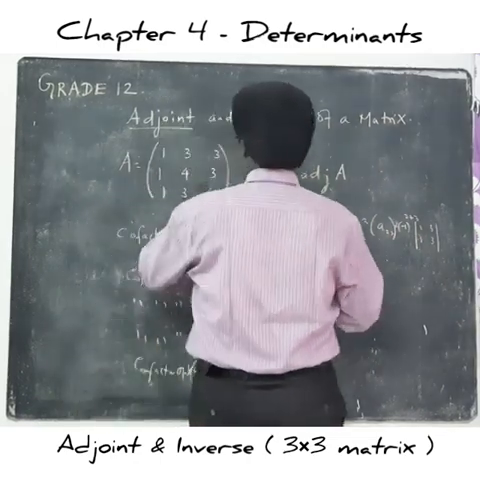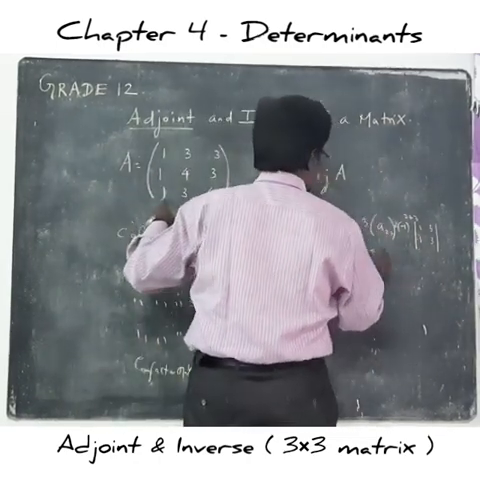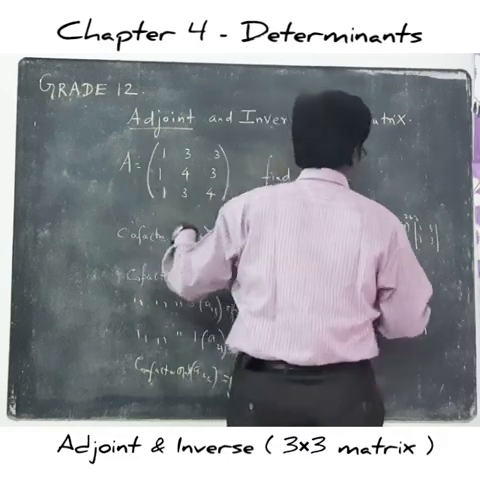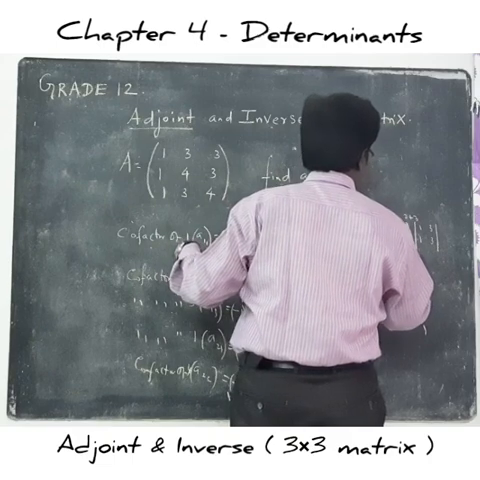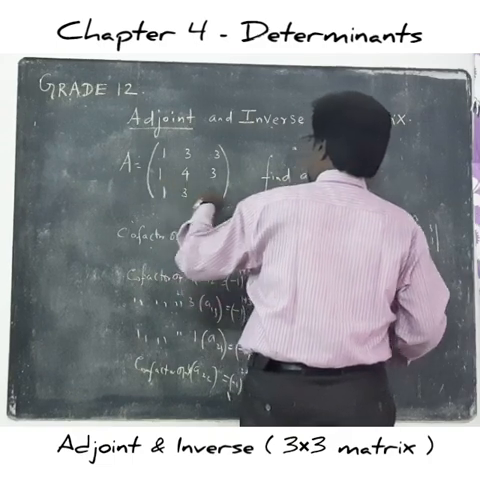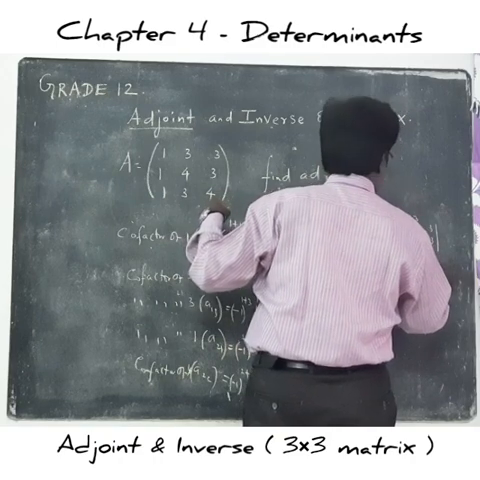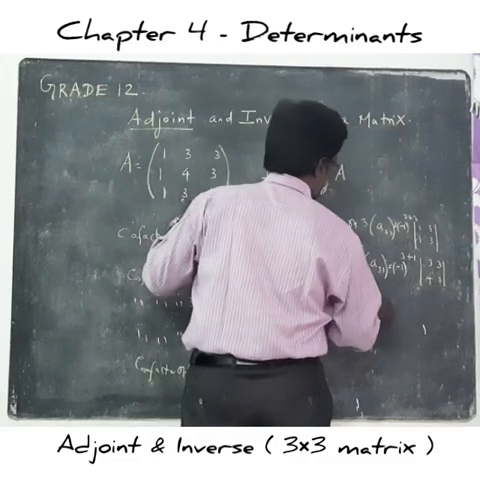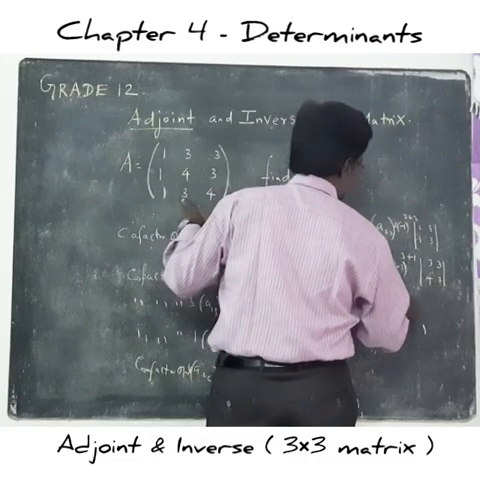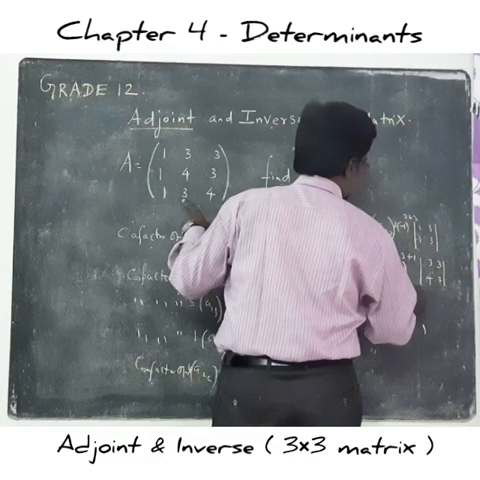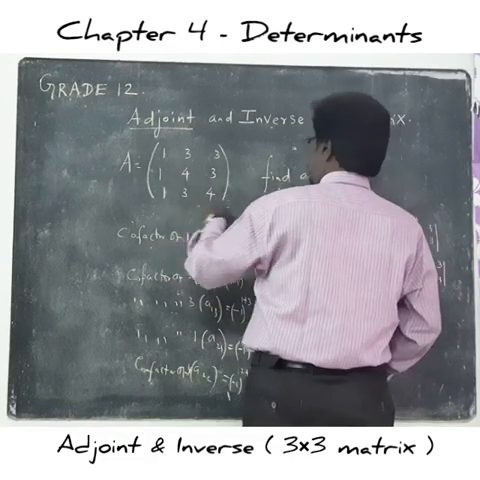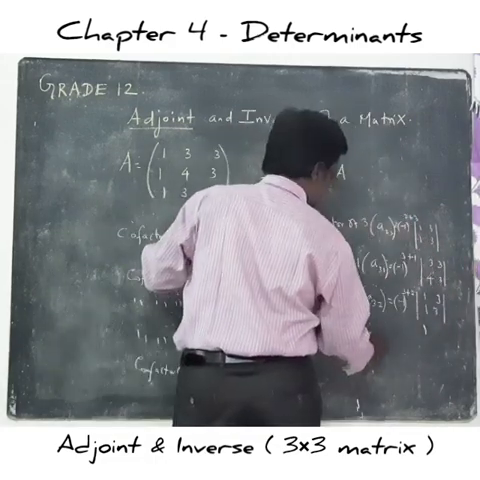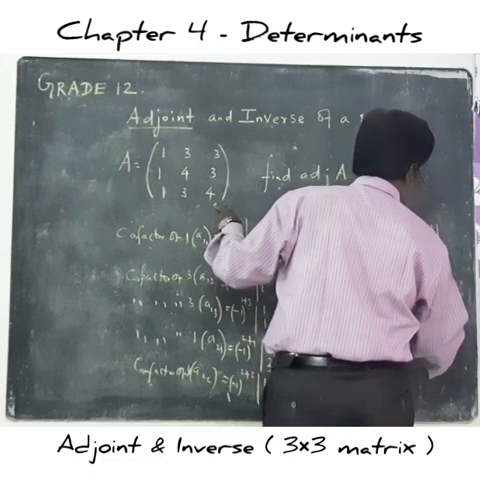Cofactor of that 1, so A31. You have to delete this row and this column. So minus 1 power 3 plus 1, that is 3 3, 4 3. So the cofactor of that 3, A32, equal to minus 1 power 3 plus 2. You have to delete this row and this column. So this row, 1 3, 1 4.